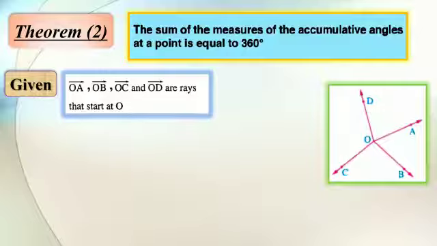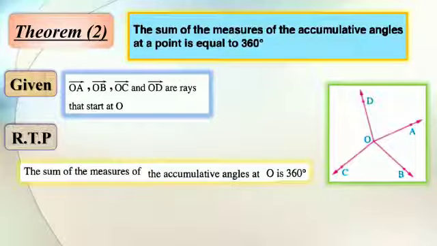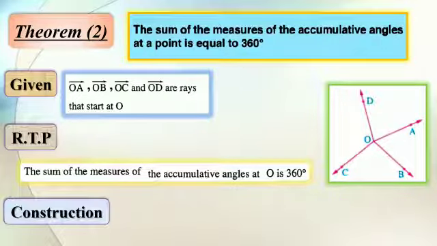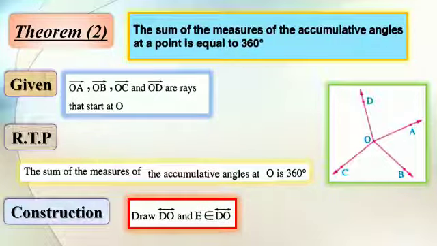So all of them are accumulative angles at a point. Okay, what about the required? The sum of the measures of the accumulative angles at O is 360. Okay, now we will make a construction. Draw DO and E belongs to DO. Okay, so I draw here the construction: OE belongs to DO.